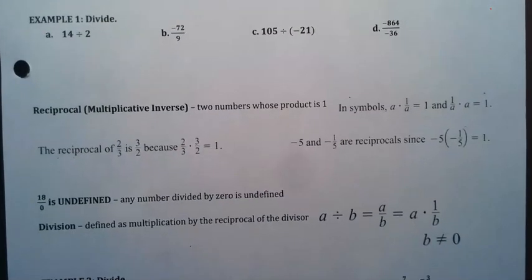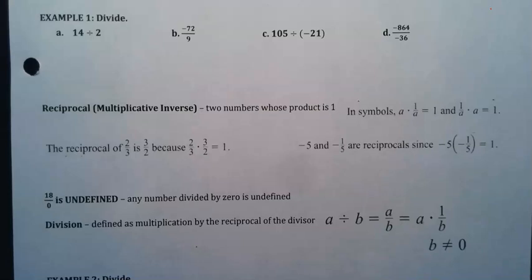So let's look at some examples, because that's the only thing about division, right? Thinking about the signs. So 14 divided by 2: this is a positive, this is a positive, so my answer, because they're the same sign, is going to be positive. 14 divided by 2 is just a positive 7. I have negative 72 divided by 9. I have a negative divided by a positive, different signs, so my answer is going to be negative. 72 divided by 9 is 8. So negative 8 is our answer.